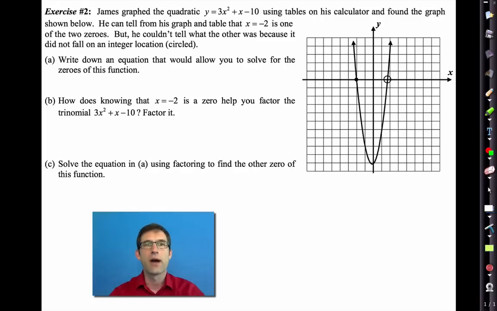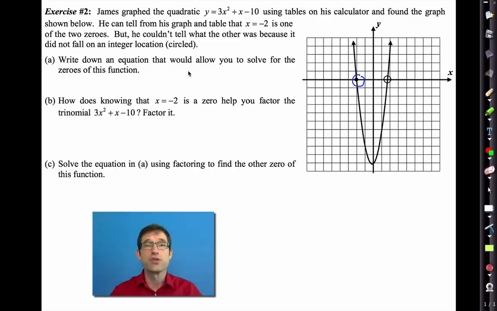He can tell from his graph and table that x equals -2 is one of the two zeros, right? This guy right here, x equals -2, one of the two zeros. But he couldn't tell what the other one was because it didn't fall on an integer location, right? Letter A just asks us to write down an equation.